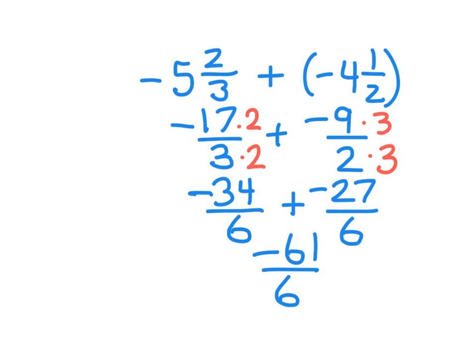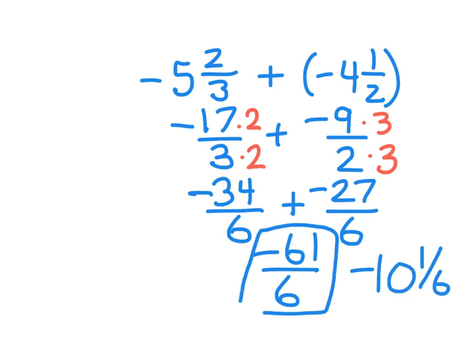And again, you can leave this the way it is. If you wrote it as a mixed number again, it'd be negative 10 1/6. But let's just get used to leaving our improper fractions alone. So how'd you do?